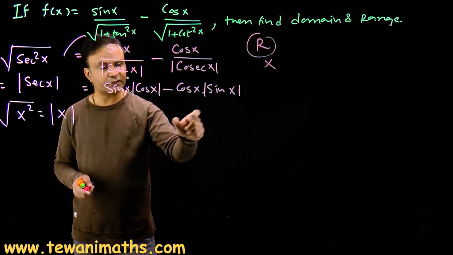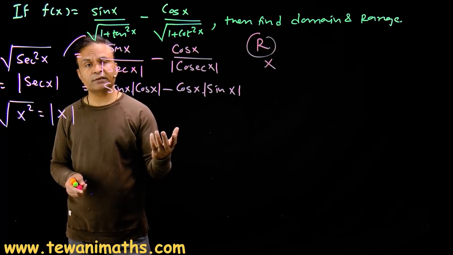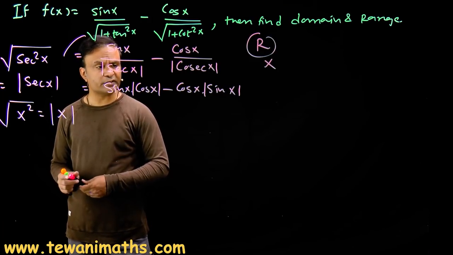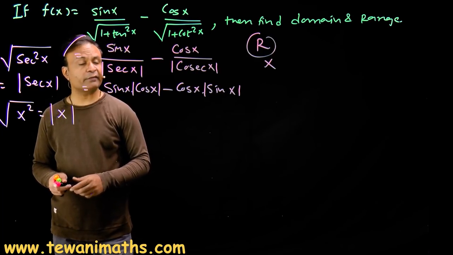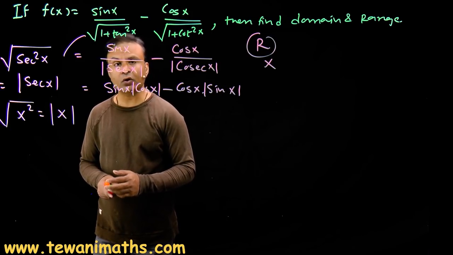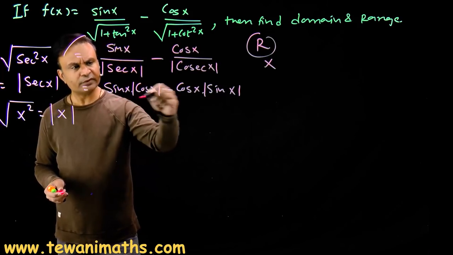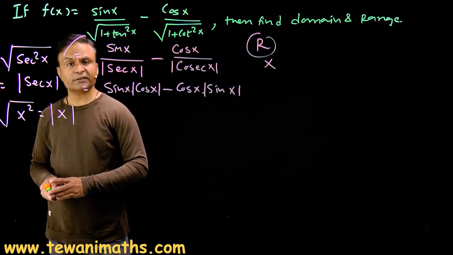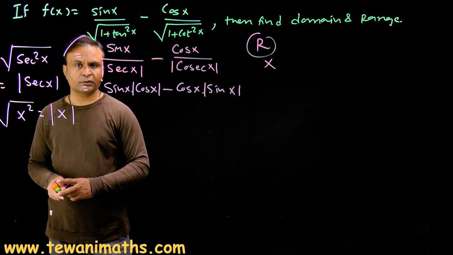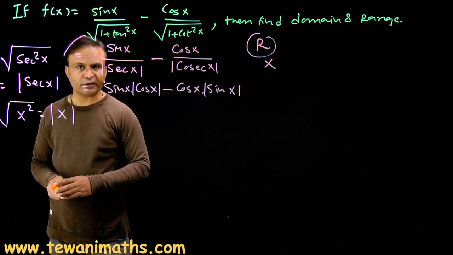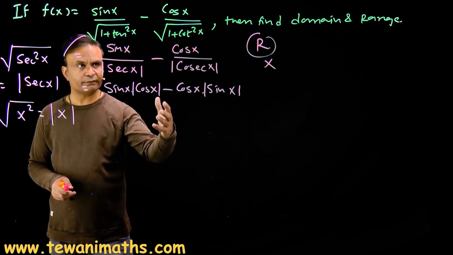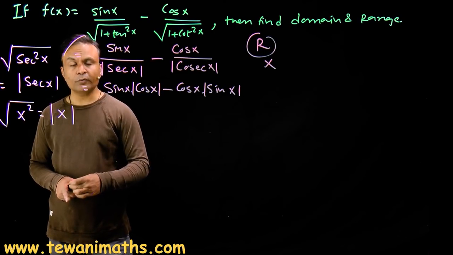Aap yahan pe dekh rahe hain sin x and cos x hai, aur aapne kaha ki sin x and cos x are defined for all real values of x, then you may say domain is all real numbers, but this is wrong. The reason is in actual function there were terms tan x and cot x, and these two functions have domain not all real numbers. You can simplify the function, our function ko simplify kar sakte hain, but not at the cost of change in the domain. Author kahega ki aapne is function ko simplify kyun kiya, aapne mera domain change kyun kar diya, theek hai na?